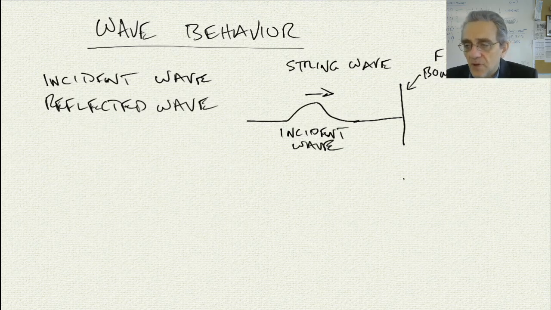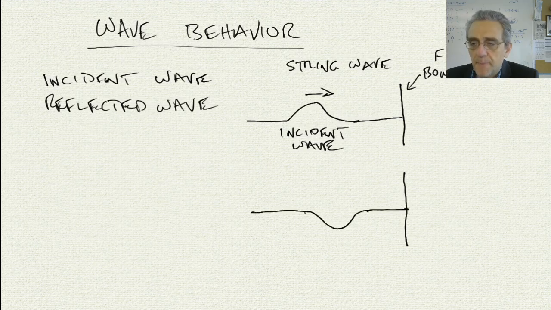Then, once the wave is reflected back, then it actually gets inverted. And the reason why it's inverted is because of the fixed boundary. So this is called the reflected wave.